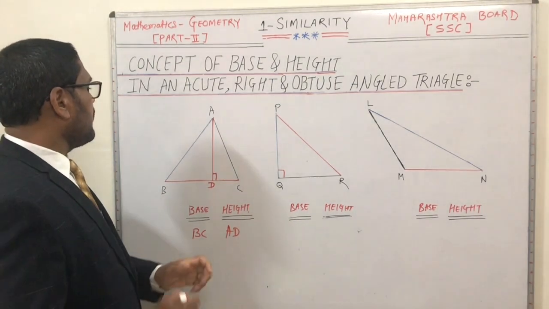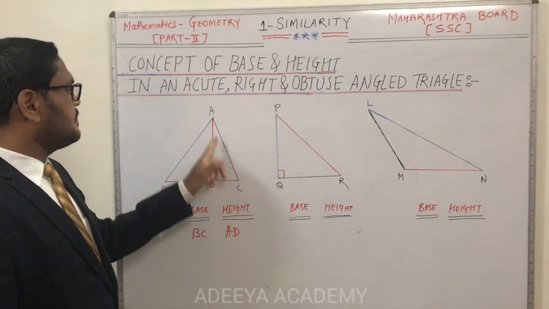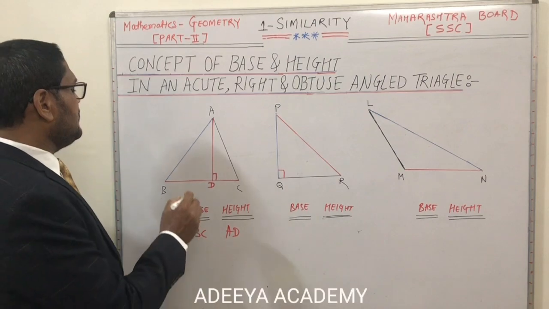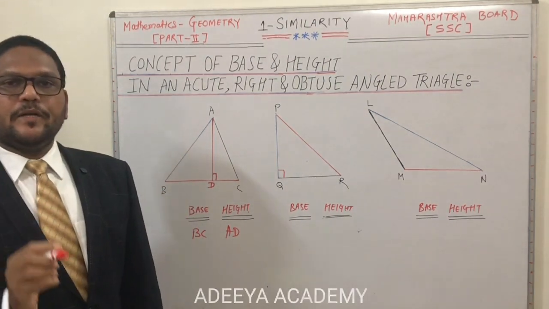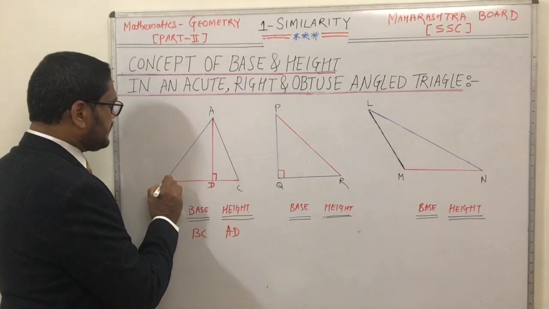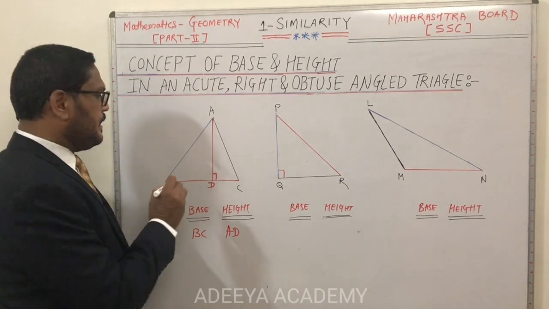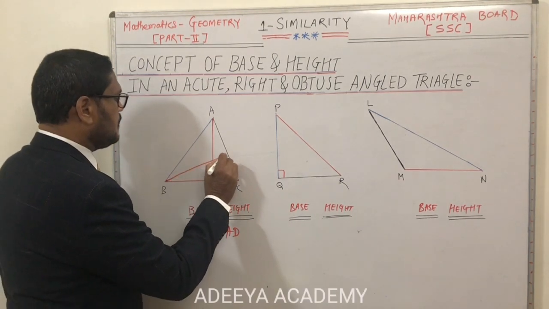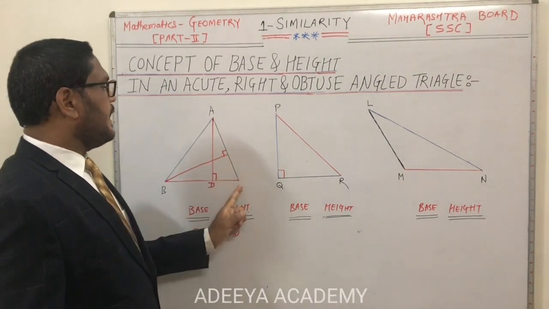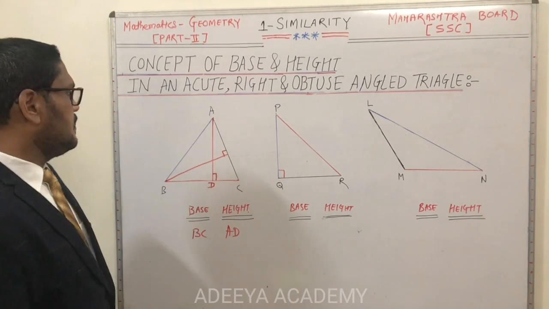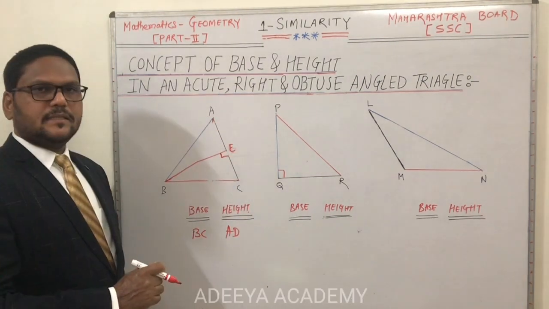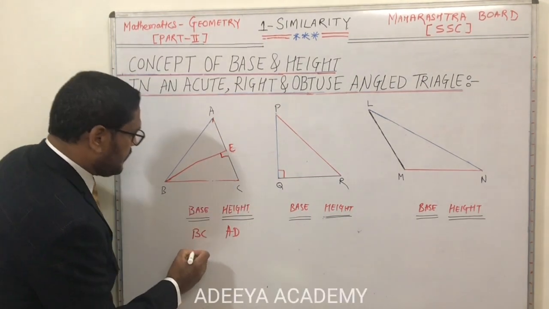Similarly, if we consider AC to be the base, then its corresponding height has to be dropped from its opposite vertex, that is from vertex B to side AC. Okay? AC is the base and its corresponding height is BE.